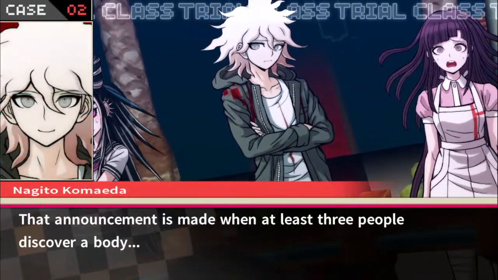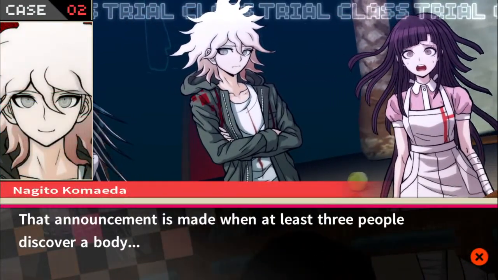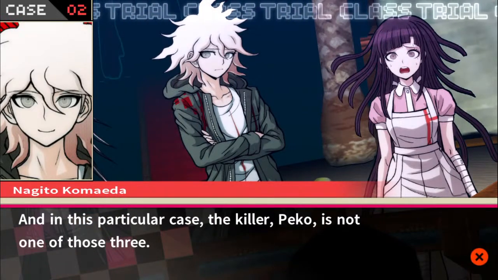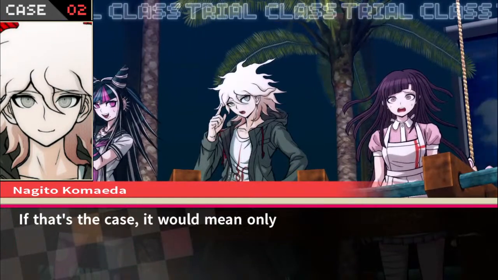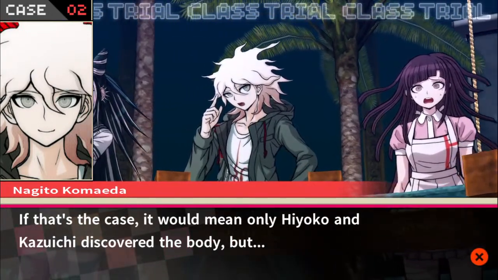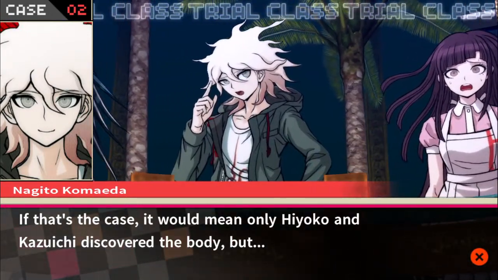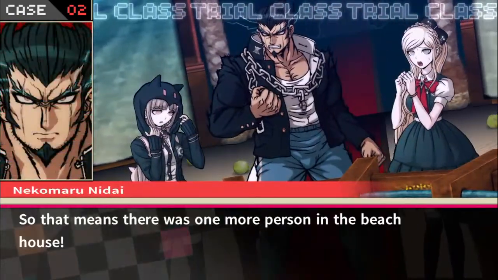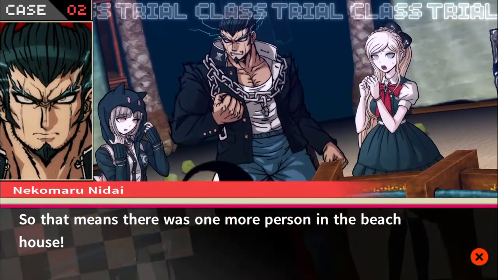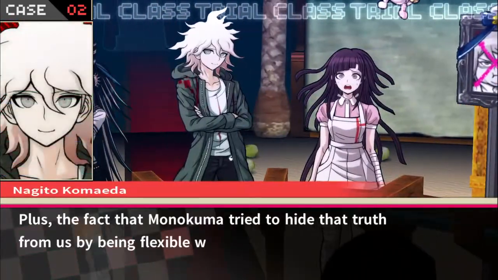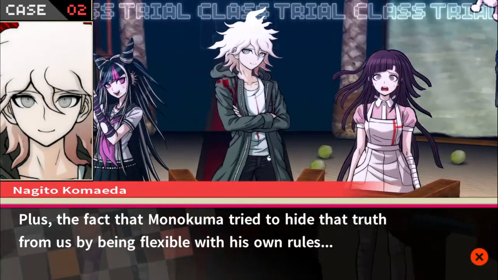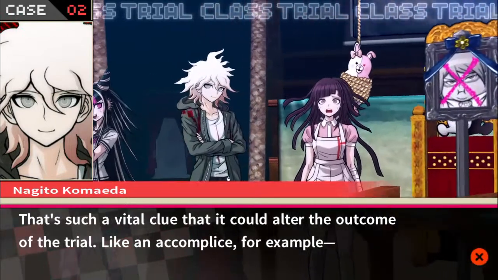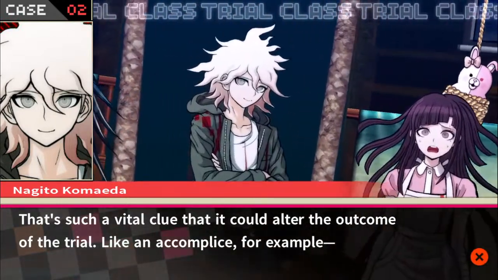That announcement is made when at least 3 people discover a body. And in this particular case, the killer, Peko, is not one of those 3. If that's the case, it would mean only Hiyoko and Kazuichi discovered the body, but... I see. That leaves us one person short. So that means there was one more person in the beach house! Plus, the fact that Monokuma tried to hide that truth from us by being flexible with his own rules, that's such a vital clue that it could alter the outcome of the trial. Like an accomplice, for example.